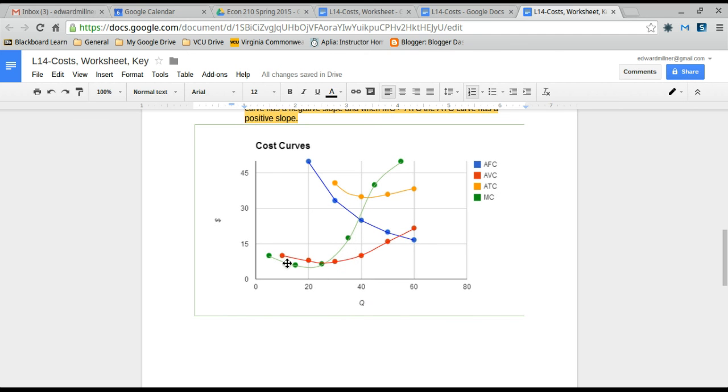Marginal cost and average variable cost also have that same relationship. When the green curve is below the red curve, the red curve has a negative slope. When the green curve is above the red curve, the red curve has a positive slope. The green curve intersects the red curve at the minimum point on the red curve.